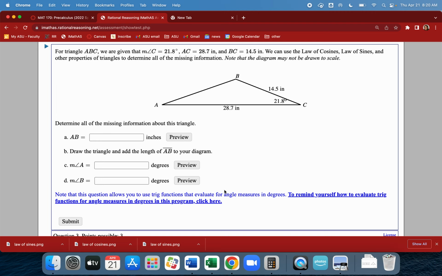Just in terms of typing this in a calculator, realize that all of this is subtracted. So this whole expression here, 2 times 14.5 times 28.7 times the cosine of, what was it, 21.8 degrees. So make sure you're in degree mode. And if you're calculating this out piece by piece, realize that this whole extra term is subtracted.